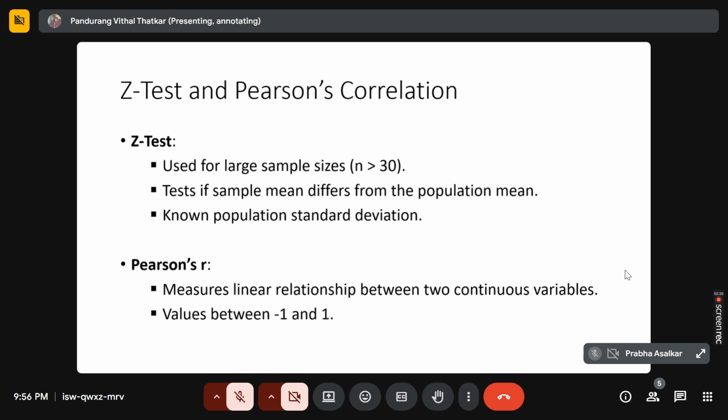And here the key output is that ANOVA gives us the F statistic, the F value. Then z-test is again an extension of t-test. When sample size is large, we can directly go for z-test. It tests if the sample mean differs from the population mean. And here we know the population standard deviation. When population standard deviation is known, you can directly go for z-test. And Pearson correlation coefficient measures the relationship between two continuous variables. Both variables are continuous, and it lies between -1 to +1.